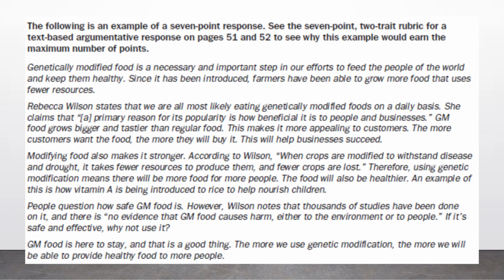And finally, let's look. Here's an example of a 7-point response, and these questions are 7 points. This is an example that gets all 7 points, and let me show you why. Listen. Genetically modified food is a necessary and important step in our efforts to feed the people of the world and keep them healthy. Since it has been introduced, farmers have been able to grow more food that uses fewer resources. In that introduction paragraph, I already know what stance she or he is taking. They are supporting genetically modified food. If your argument is not supporting it, then that grader, that score for your essay, needs to be able to know that in your first paragraph.